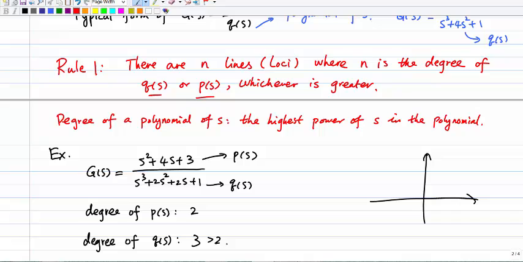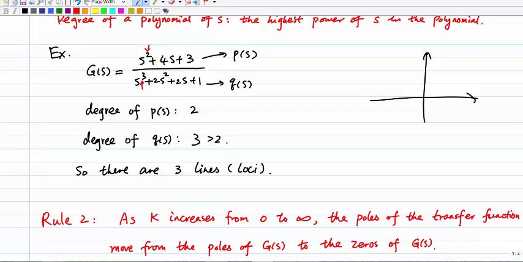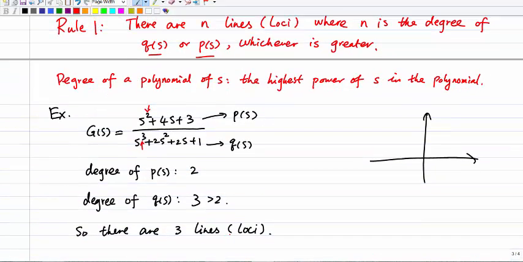So for example, G is given by S squared plus 4S plus 3 divided by S cubed plus 2S squared plus 2S plus 1. So P of S is the numerator, which is S squared plus 4S plus 3. And Q of S is S cubed plus 2S squared plus 2S plus 1. So the degree of P of S is 2 because the highest power is 2 here. The degree of Q of S is 3 because the highest power is 3. Okay? So we can say there are three lines of loci. I haven't talked about how to draw the lines, but you can tell there are three of them, because 3 is greater than 2.